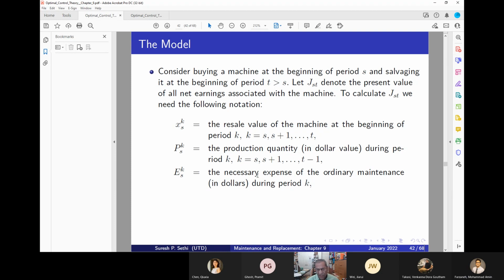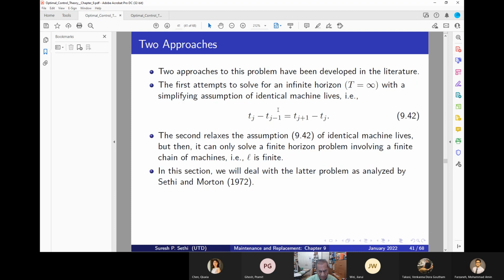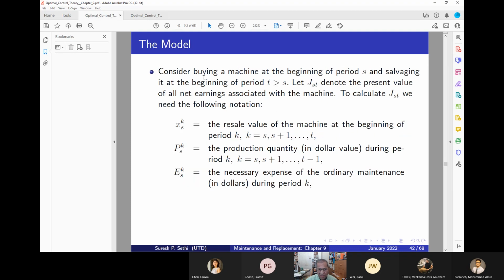So we are back at the chain of machine model where each machine doesn't have to be kept for an identical amount of time. And so that's a model that I was describing earlier. So consider buying a machine at the beginning of period S and salvaging at the beginning of period T, which is strictly bigger than S. Let J_ST denote the present value of all net earnings associated with the machine. And to calculate J_ST, we need the following notation.